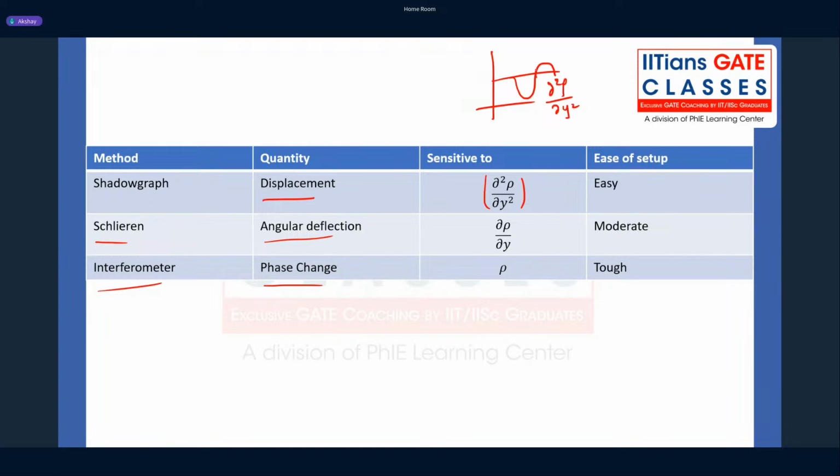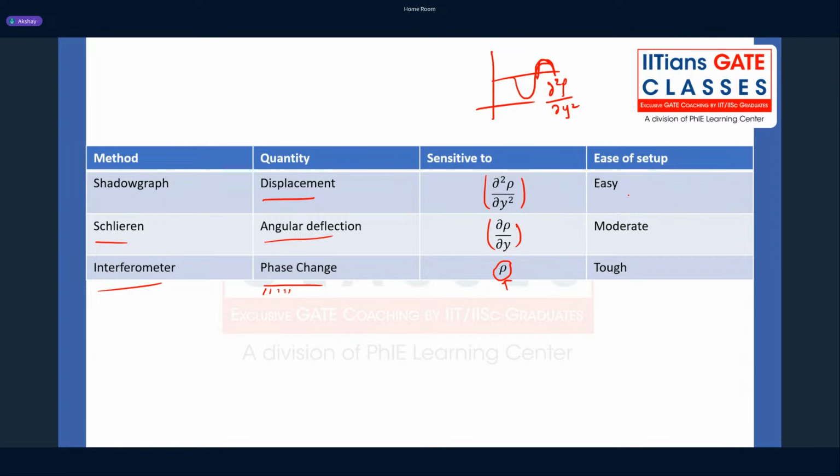So whenever you have a curve like this, it is nothing but a second derivative, right? The next one is sensitive to density gradient, that is Schlieren. And the last one, you can actually get a direct measure of density, which is sensitive to density itself, and which is a measure of phase change. And how do these methods work in an actual laboratory frame?